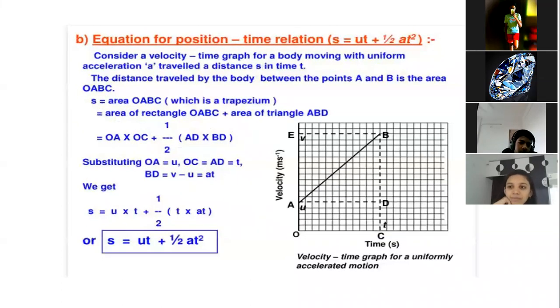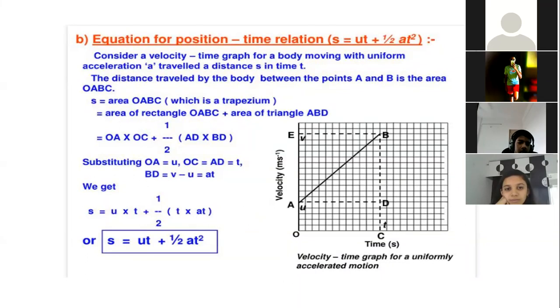Okay, so v minus u is equal to at. So s is equal to ut plus half at squared. This is the second equation of motion, where Newton found that wherever acceleration and initial velocity are given, you can find s, small s, the distance, the height.